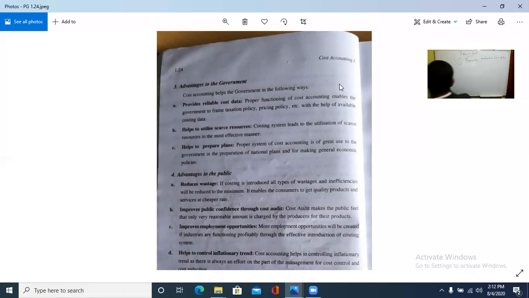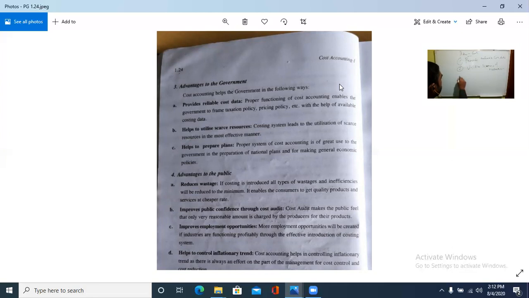Second is helps to utilize scarce resources. കുറവുള്ളത്, സ്കേഴ്സിറ്റി എന്ന് പറഞ്ഞാൽ എന്നാ, ഷോർട്ടേജ് ഉള്ള റിസോഴ്സസ് കൂടുതലായിട്ട് യൂസ് ചെയ്യാനായിട്ട് പറ്റുന്നു. ഹെൽപ്സ് ടു യൂട്ടിലൈസ് ദ സ്കേഴ്സ് റിസോഴ്സസ്. Costing system leads to the utilization of scarce resources in the most effective and efficient manner. Costing system helps to utilize the scarce resources in the efficient and effective manner.